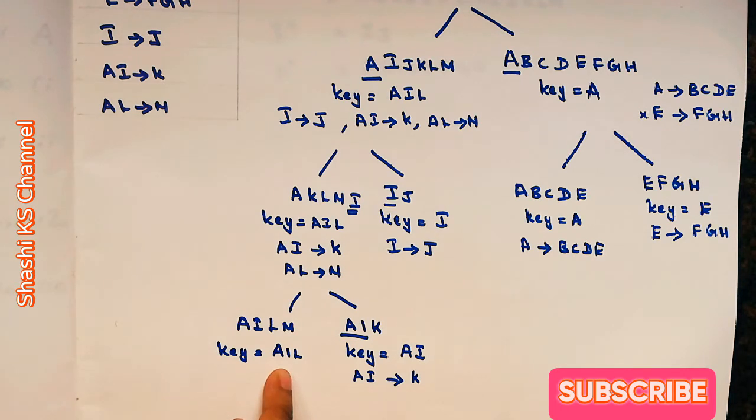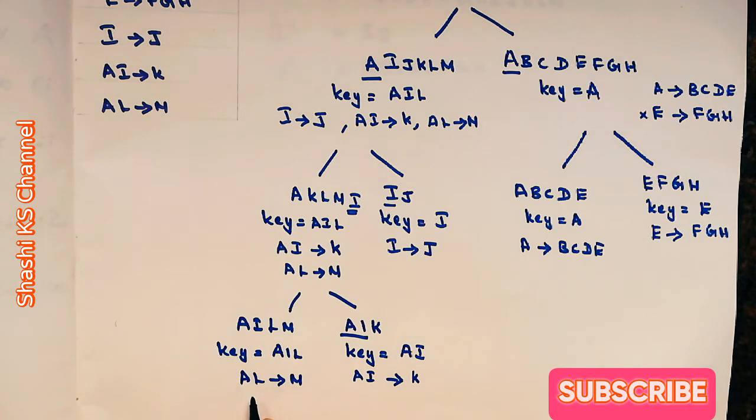What is the functional dependency projection for this? The functional dependency projection for this is AL determines M. Now again here the key is AIL, but the left hand side consists of A and L.